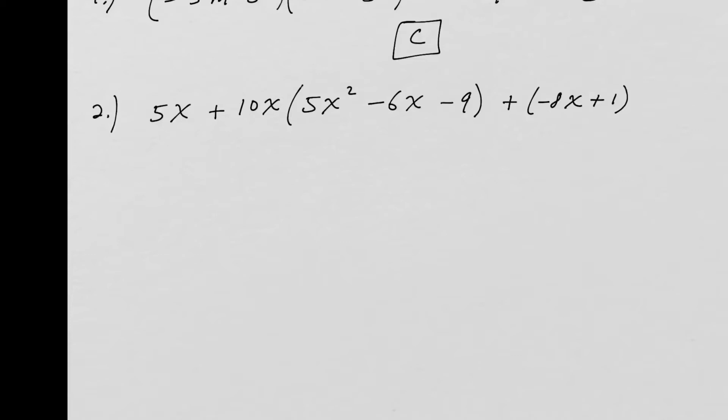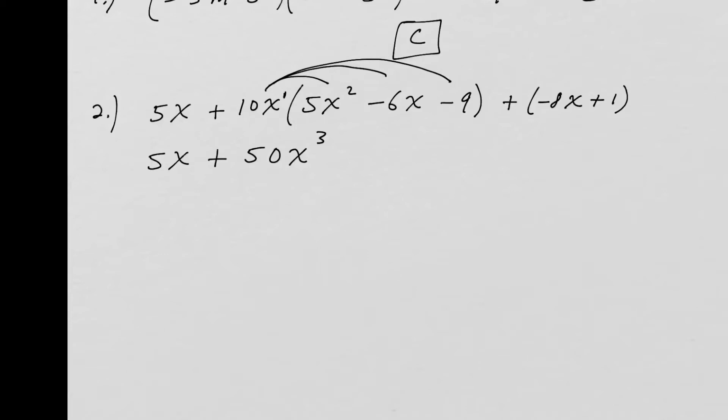So I need to distribute this into that expression. So I need to multiply all these. So this is going to be 5x, that stays the same. Plus, then 10x times 5x squared is 50, and then x times x squared is x cubed, right? Remember, x means x to the 1, so there's an implied 1 there.